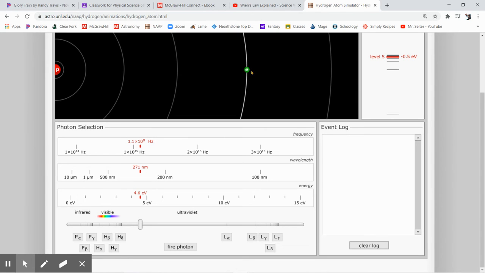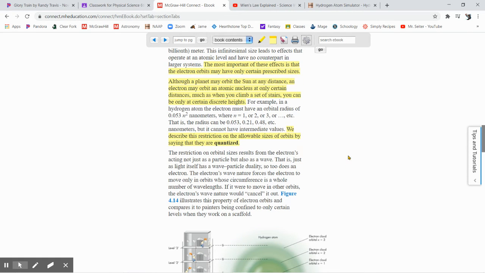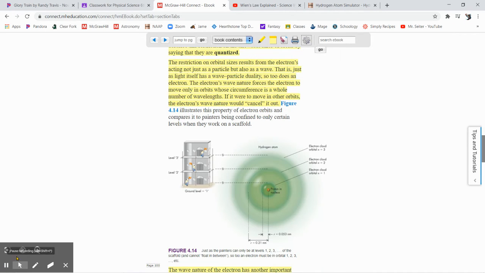They move so fast from here to here, it's ridiculous. All right? We're talking speed of light, man. They're moving fast, and there is no place for them to hang out in between. They have to be on an orbit. This is called quantization. We describe this restriction on the allowable size of orbits by saying they are quantized.